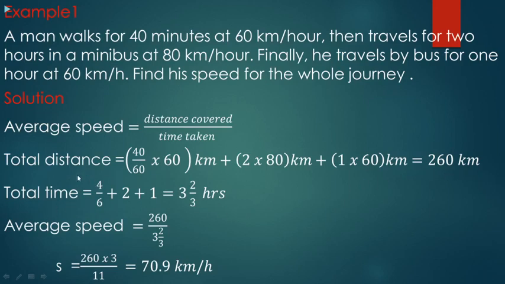Then we find the total time he took for the whole journey. We have the first part in hours, 40 all over 60, which you get 4 over 6 or 2 over 3, plus 2 hours the second part and 1 hour the last part. This gives you 3 and 2/3 hours. Now we find the average speed, which is 260 kilometers divided by 3.5 hours. This will give you 70.9 kilometers per hour.